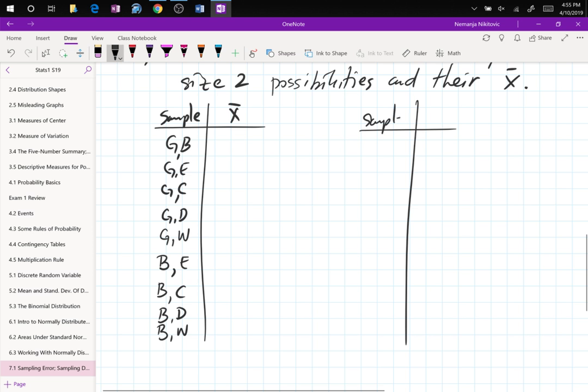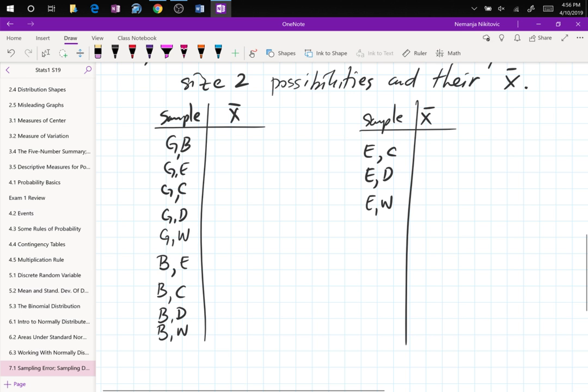Sample X bar. Then we are moving to Larry Ellison, and that's going to be E combined with C, E combined with D, and E combined with W. All other combinations are already part. Here's the E right there. So, right, you have all of those interactions already there.